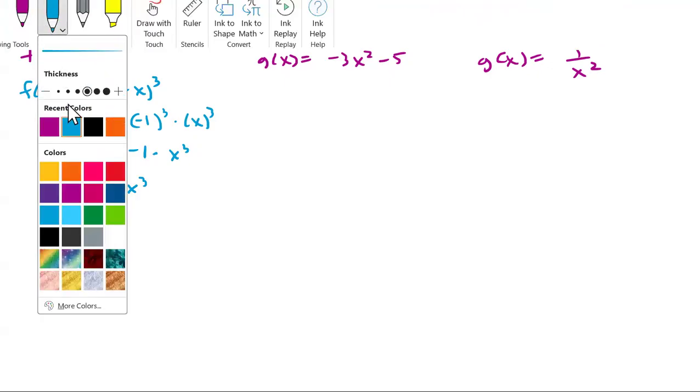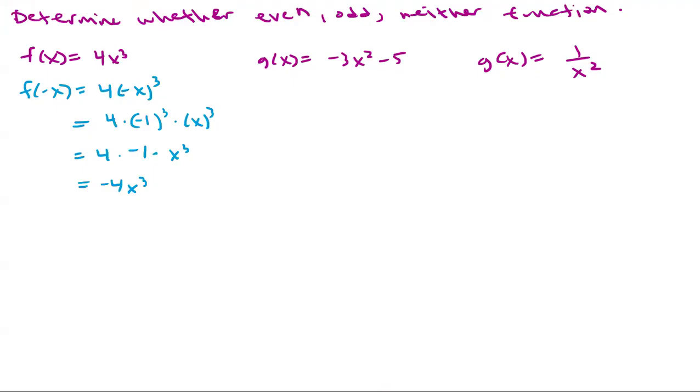So for this one, we have our original function, we have 4x cubed. And then when we plugged in negative x into our function, we get an output of negative 4x to the third. So notice that the original is positive, and when we plugged in negative x, it gave us a negative. Everything else is the same, but the only difference is we have a negative now.